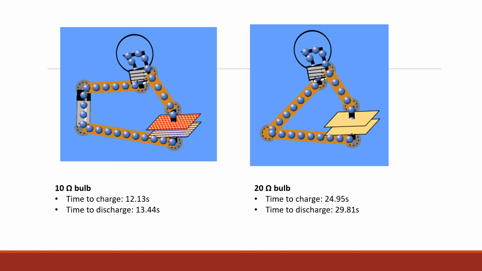Using the 10 ohm bulb, the capacitor takes 12.13 seconds to charge and 13.44 seconds to discharge. Using the 20 ohm bulb, the capacitor takes 24.95 seconds to charge and 29.81 seconds to discharge.